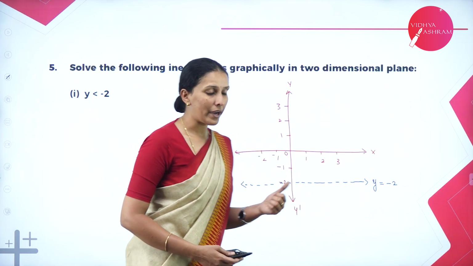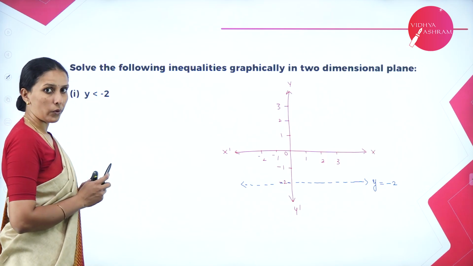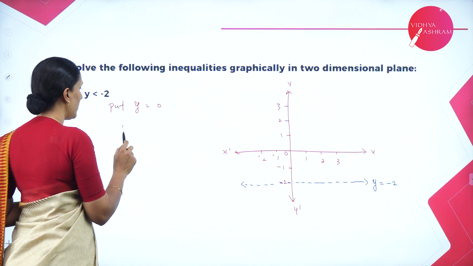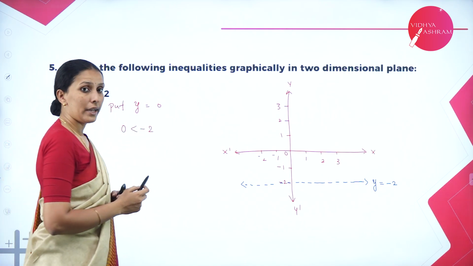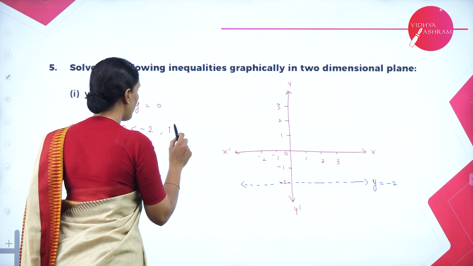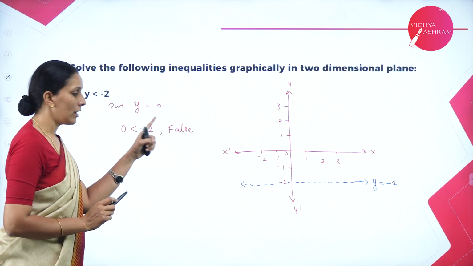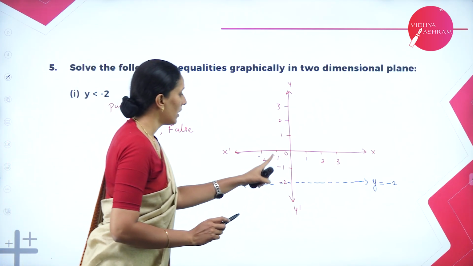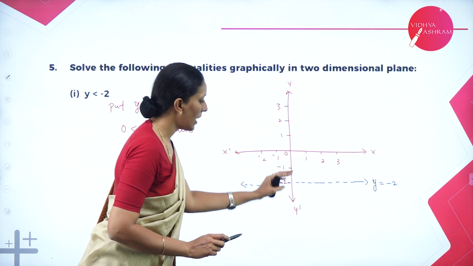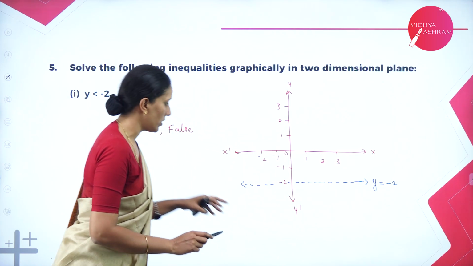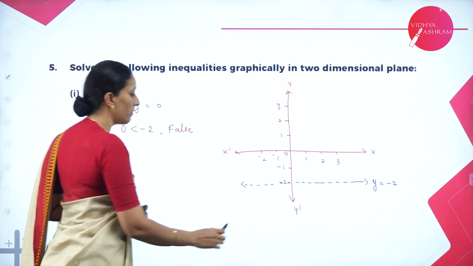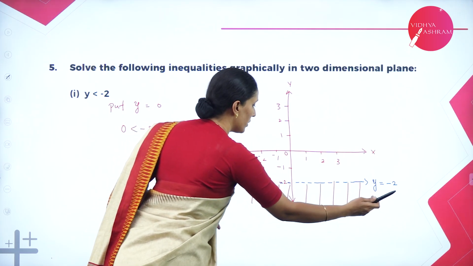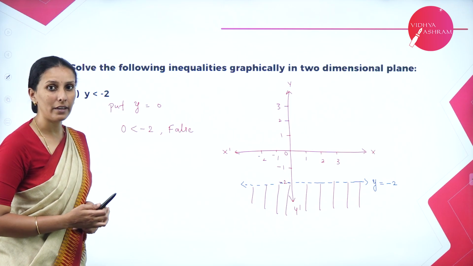The other way to find it is, you can put y is equal to 0 here. So when you put y is equal to 0 here, we'll get a statement 0 less than minus 2. Is 0 less than minus 2? No. So it is a false statement. So obviously the solution region lies where the origin is not there. That means this is a region which contains the origin and this is the region which does not contain the origin. Since we got the statement as false, we need to take the region which does not contain the origin. So this region will act as a solution for the given line.